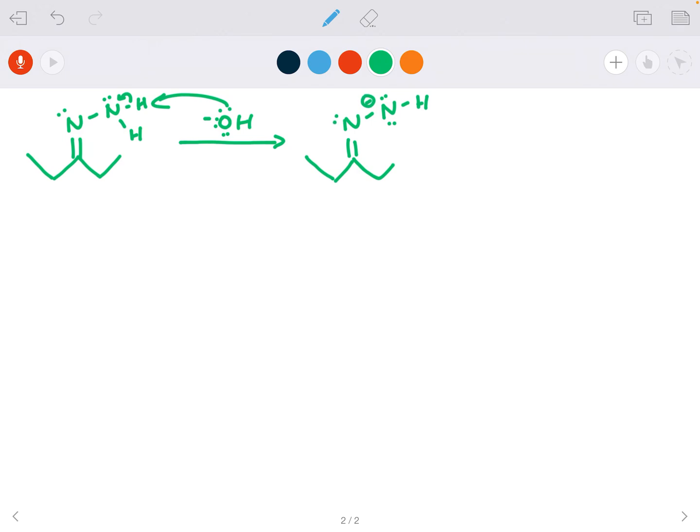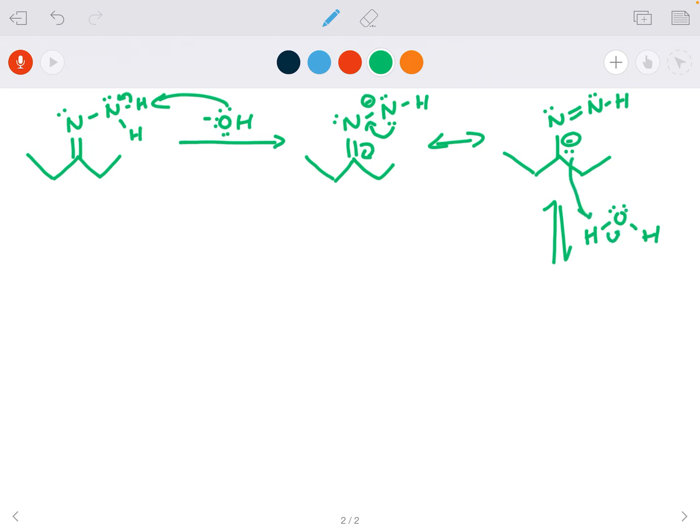Now there is a resonance structure here. I can move this bond to form a double bond between the nitrogens, and then a pair of electrons down to the carbon. And this is the form that's going to be reactive in the next step. So both the nitrogens now have a neutral charge, but I have a carbanion right there. The carbanion will react with water to be protonated. And since we're in strongly basic conditions, we can protonate water to get hydroxide.